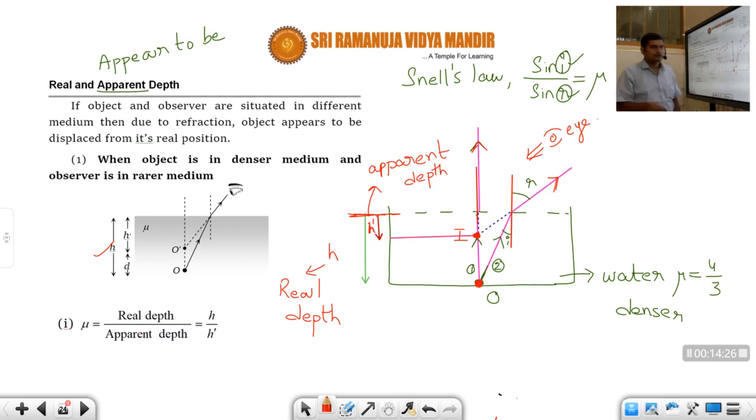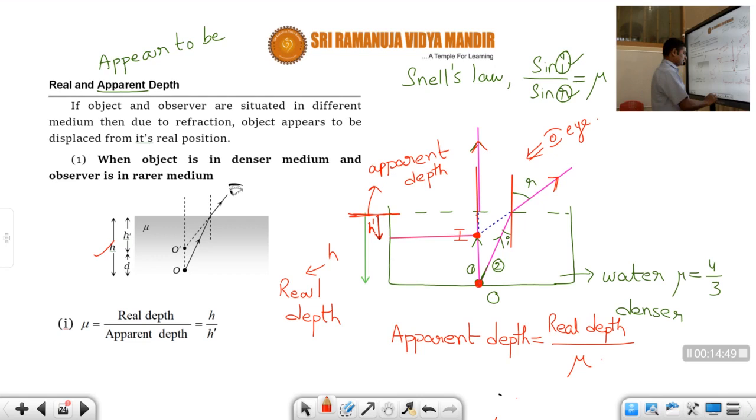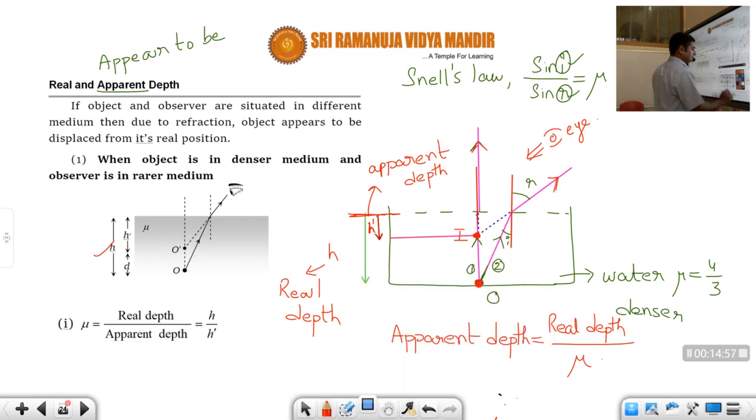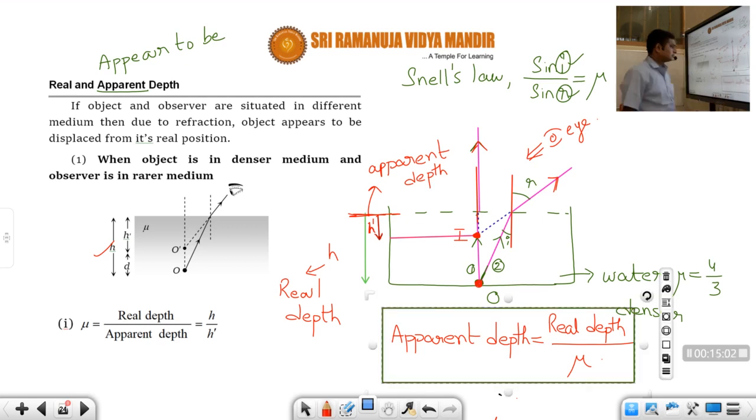Okay students? So now the relation between these two is given by, the apparent depth is always given by real depth divided by mu. What is mu? Refractive index. Okay students, I hope you understood this one. Mu is called the refractive index. So this is the formula for this one.